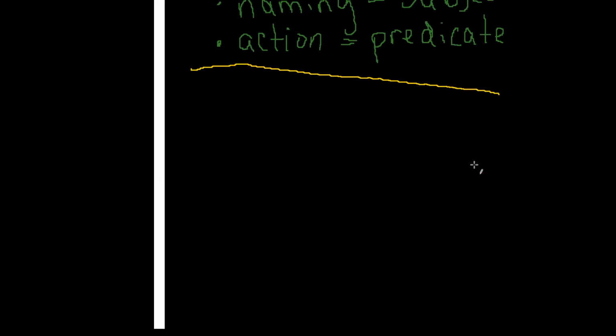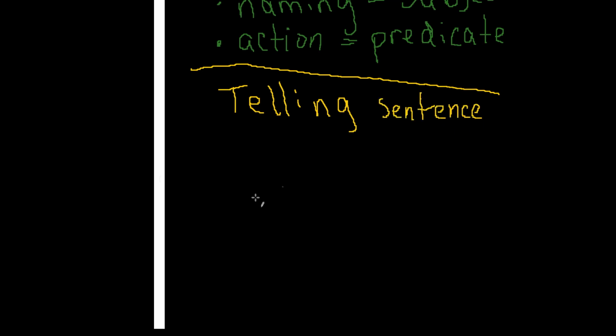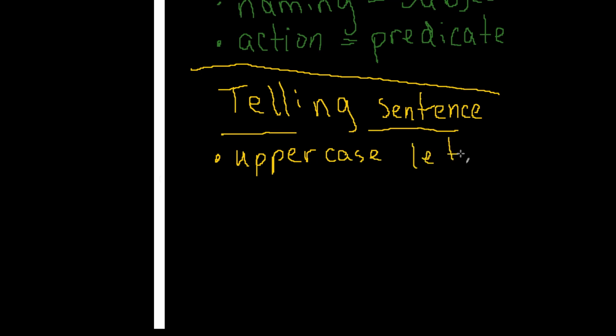And then today we learned about a new type of sentence. That's called a telling sentence, right? Telling sentence. And there's 2 parts to that, right? We need to start it with an uppercase letter. And it needs to end with a period. That's right. Very good.